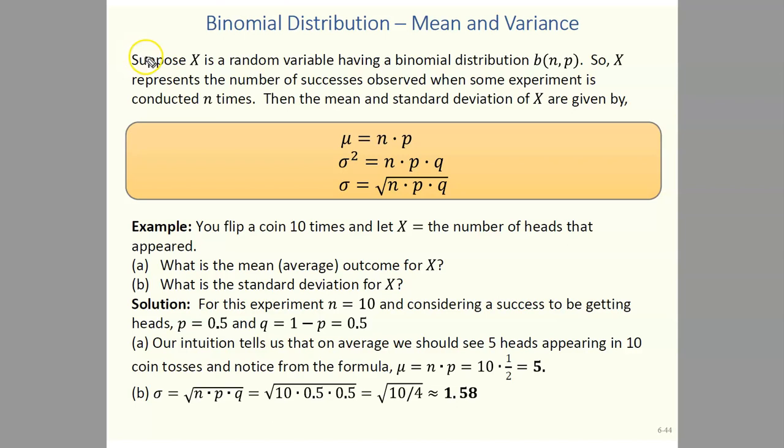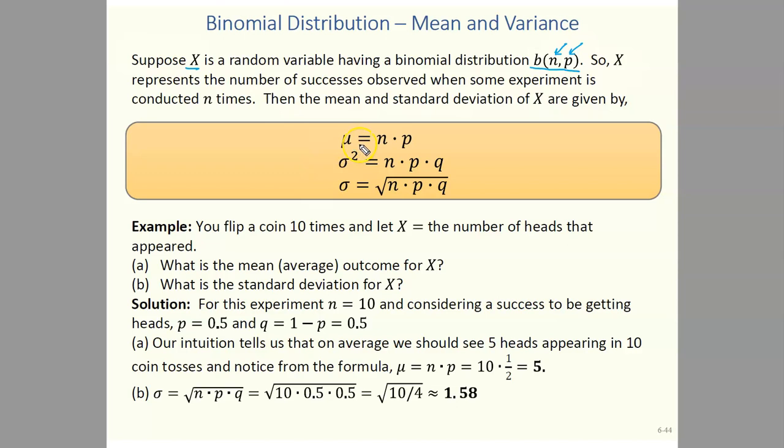In this video, we're going to go over the mean and variance for the binomial distribution. Now suppose that x is a random variable having a binomial distribution b(n, p). So the n, recall, is the number of times that some experiment is conducted, and p is the probability of success in one trial. Now x represents the number of successes observed when the experiment is conducted n times. Then we have the results down here.